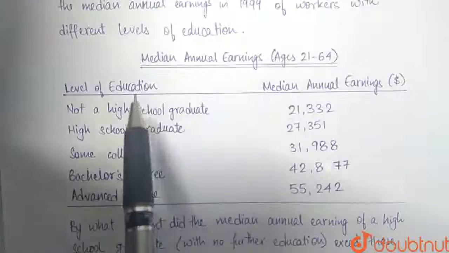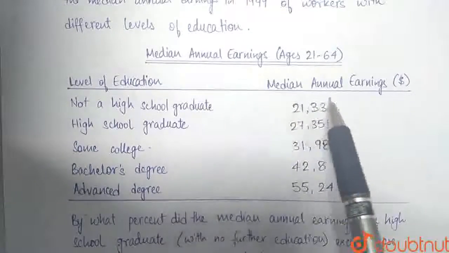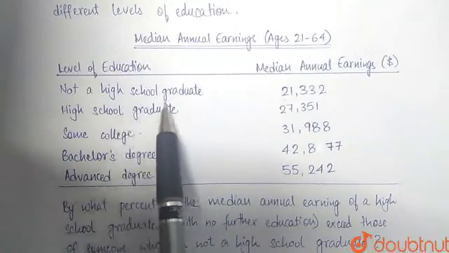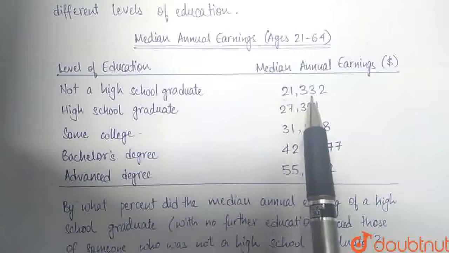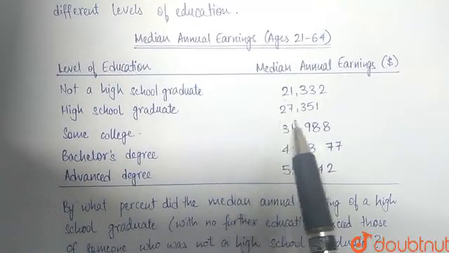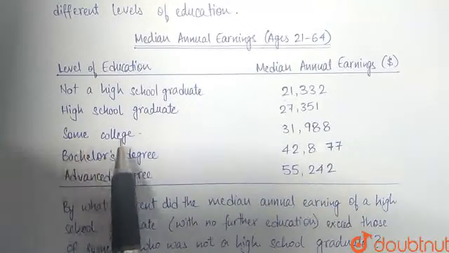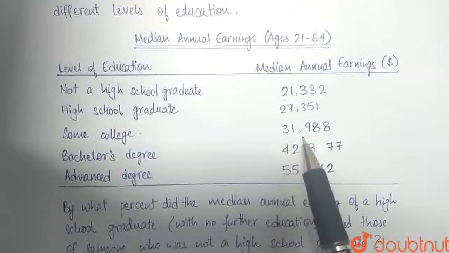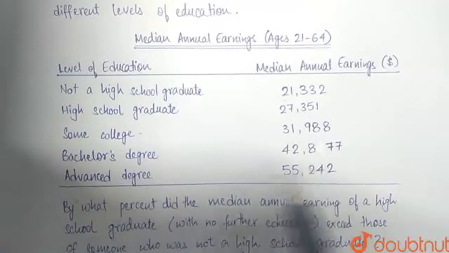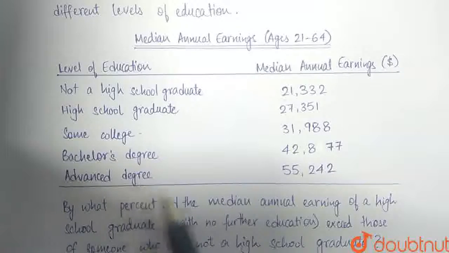On the left we have level of education. On the right we have median annual earnings in dollars. So for someone who is not a high school graduate, it was $21,332. A high school graduate, 27,351. Someone in a college, so 31,988. Someone with a bachelor's degree, 42,877. And someone with an advanced degree, 55,242.